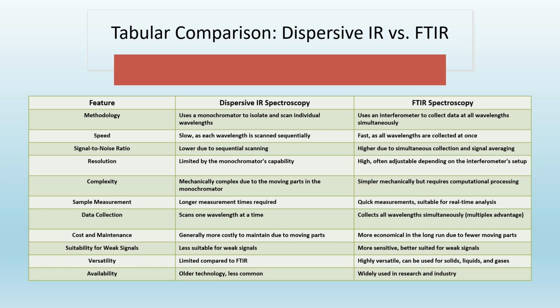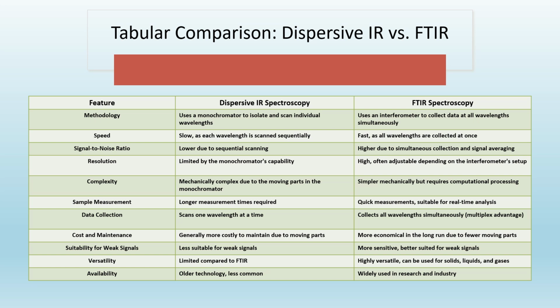FTIR is far more versatile. It works better for weak signals and can handle a wider variety of samples: solids, liquids, and gases. Dispersive IR, while useful in some cases, is older technology and less commonly used today.